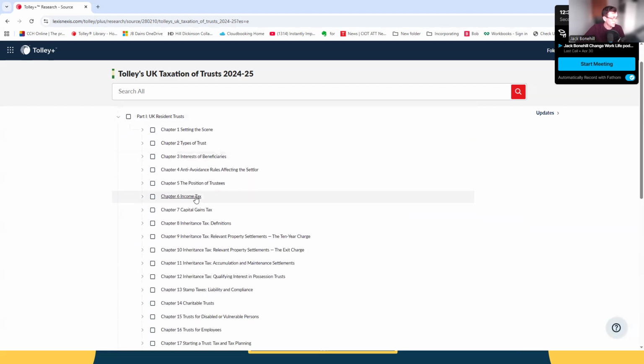Straight away, I can see that income tax is going to be relevant. I can see that capital gains tax is going to be relevant. They're talking about inheritance tax. So straight away, I've got a pretty good idea of three taxes that need to be in scope here. It looks like stamp taxes might be in there too, and there might be some other things. So I'm starting to get a feel for what taxes are in scope for this piece of advice that I'm about to give.